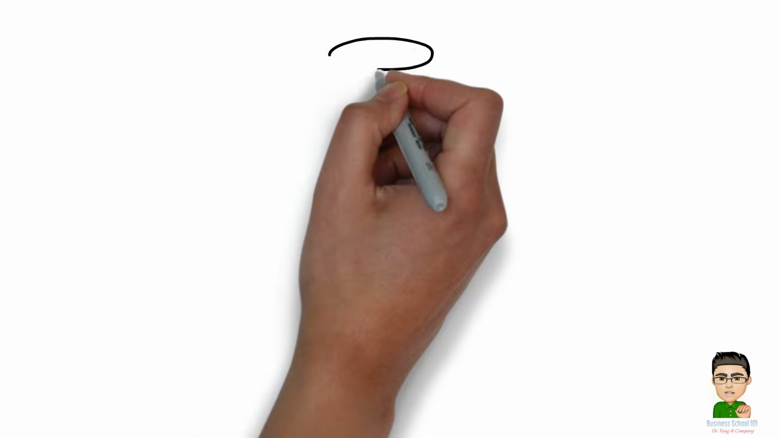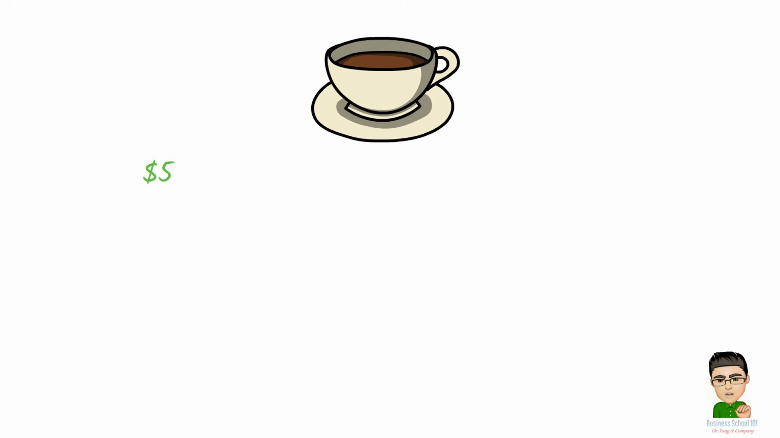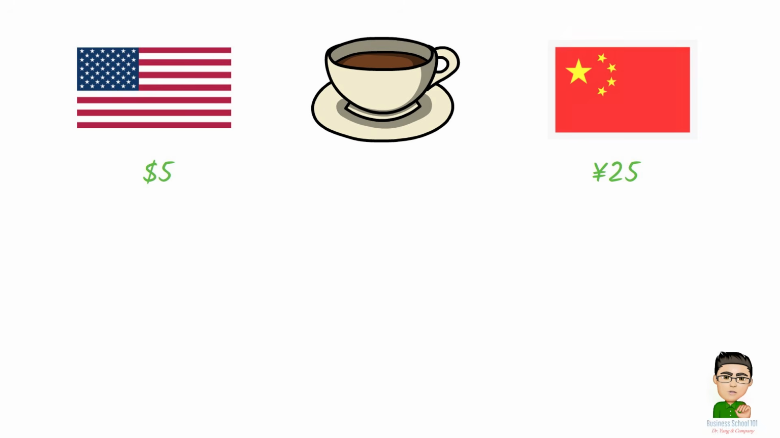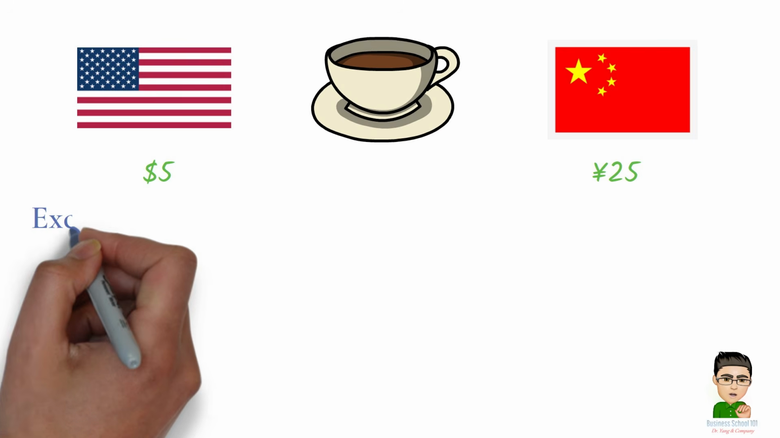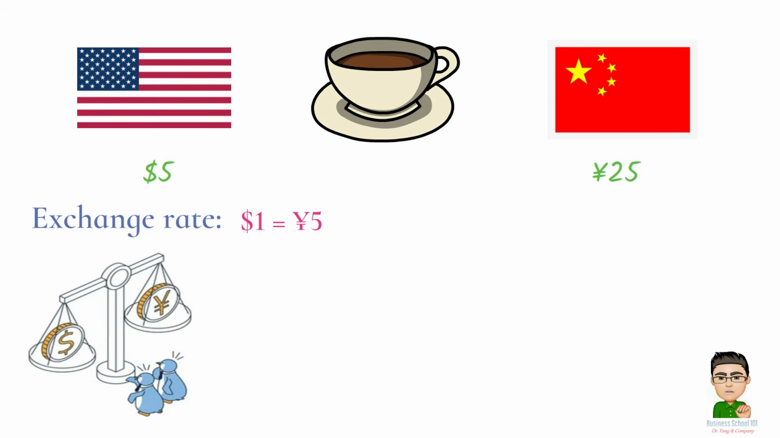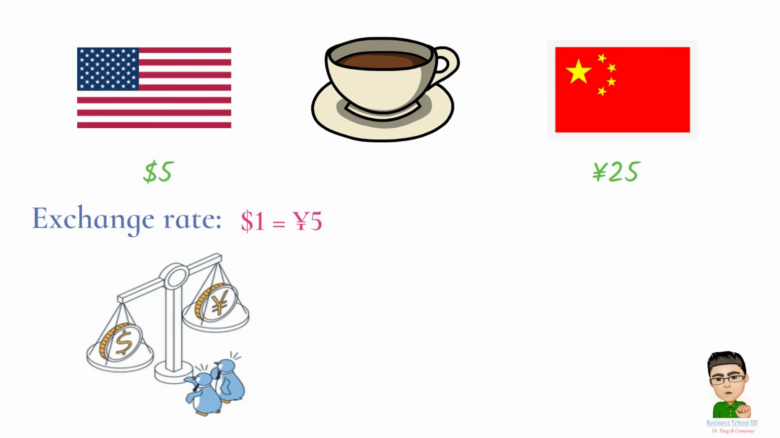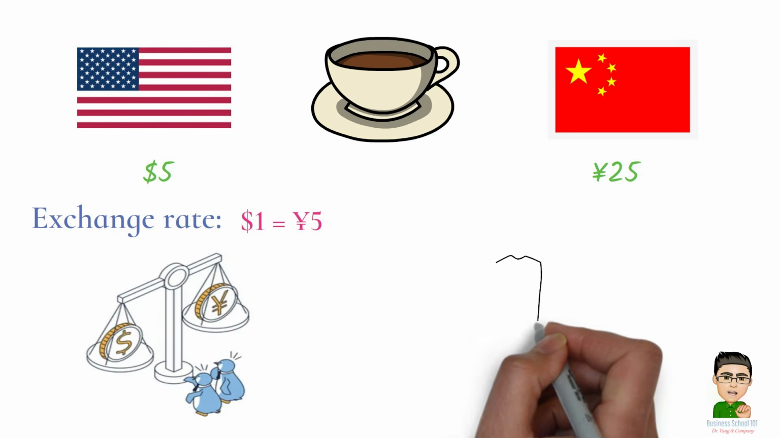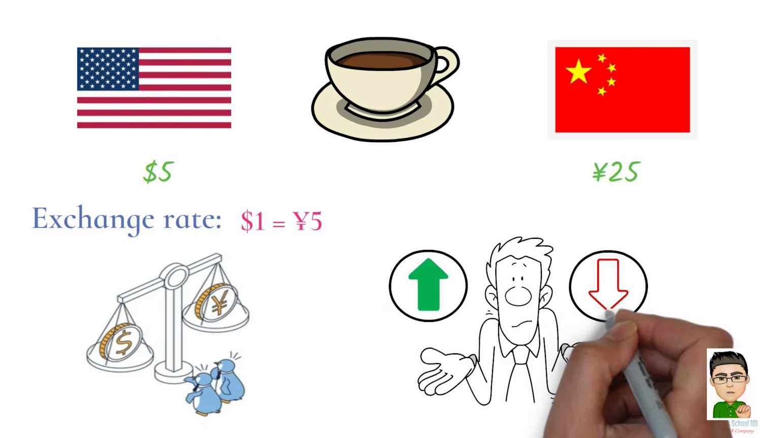Let's say a cup of coffee costs $5 in the US and 25 yuan in China. According to purchasing power parity, the exchange rate should be $1 equals 5 yuan so that $5 in the US buys the same coffee as 25 yuan in China. If the actual currency exchange rate deviates from this, PPP suggests that one of the currencies is either undervalued or overvalued relative to the other.